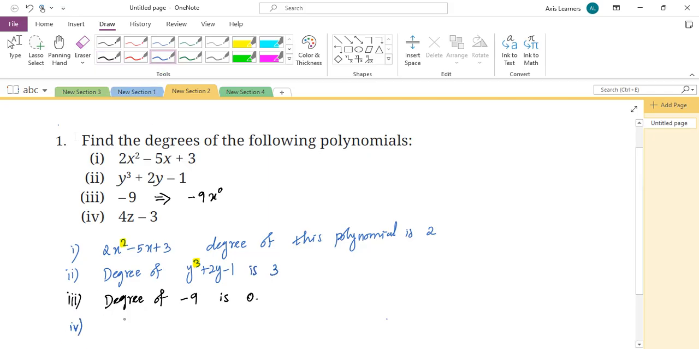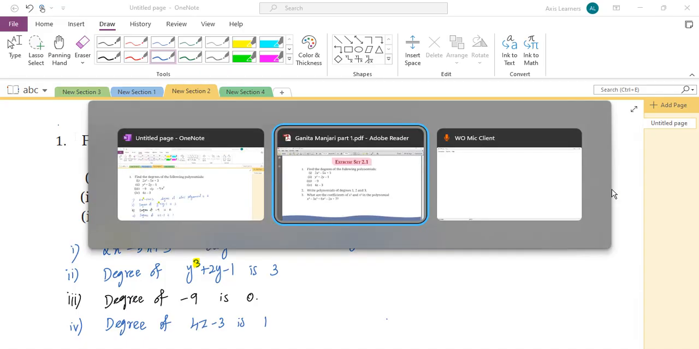The last question is in variable z. Degree of 4z minus 3 is 1. Look at this. We have z here. We know the degree of z is 1. So we can write the degree of this polynomial is equal to 1. Okay. Now we completed the first question. Let us move on to the second one.